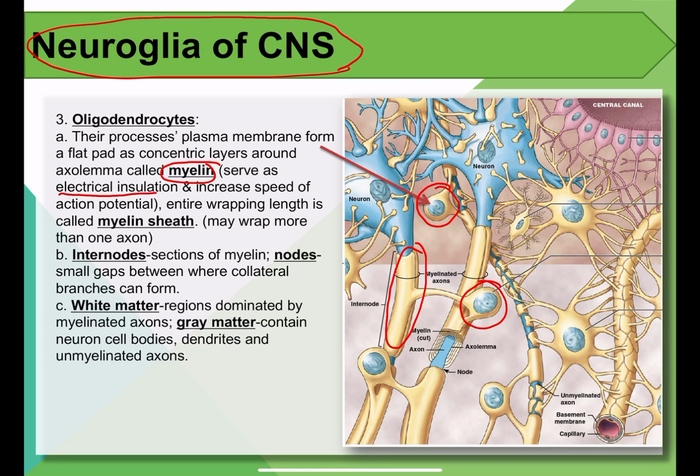And also, we'll talk about this at the end of this chapter, they're important for increasing the speed of an action potential. Those neurons without myelin are actually propagating signal at a much slower speed compared to those that are myelinated. And the entire wrapping length is called the myelin sheath. We're talking about all these rows of those myelin layers concentrically around those axons. And one oligodendrocyte may wrap around more than one neuron.